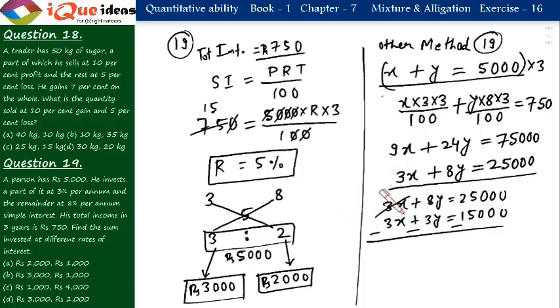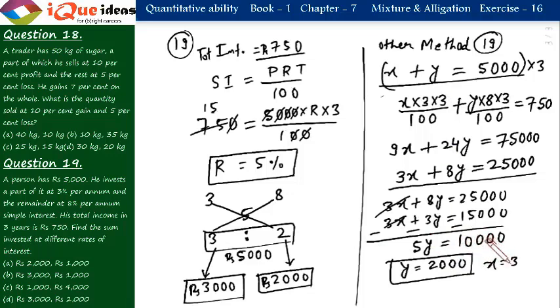So 3x and 3x get cancelled. 8y minus 3y is 5y, equal to 25 minus 15, that is 10,000. So from here we get y equal to 2,000. That is the investment in the second one. And if you put it in the first equation, you'll get x equal to 3,000. So the amounts invested are 3,000 and 2,000.